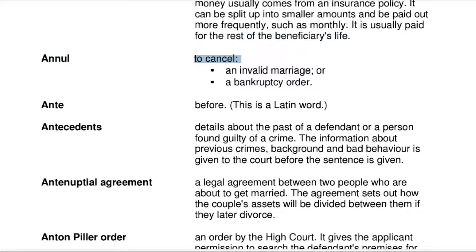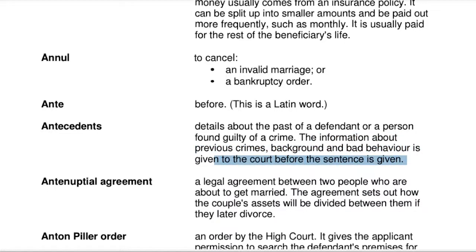Annul, to cancel an invalid marriage or a bankruptcy order. Ante, before. This is a Latin word. Antecedents, details about the past of a defendant or person found guilty of a crime. The information about previous crimes, background, and bad behavior is given to the court before the sentence is given.